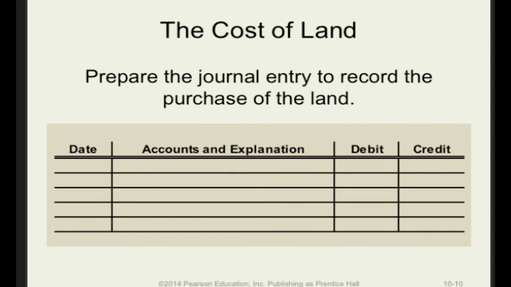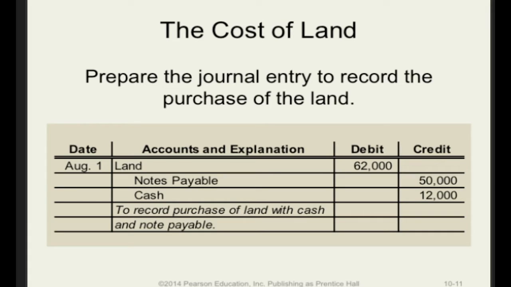Now, prepare the journal entry to record the acquisition of the land. The journal entry to record the acquisition of the land would include a debit to land for $62,000 and credits to notes payable for $50,000 and to cash for $12,000, related to the additional costs.